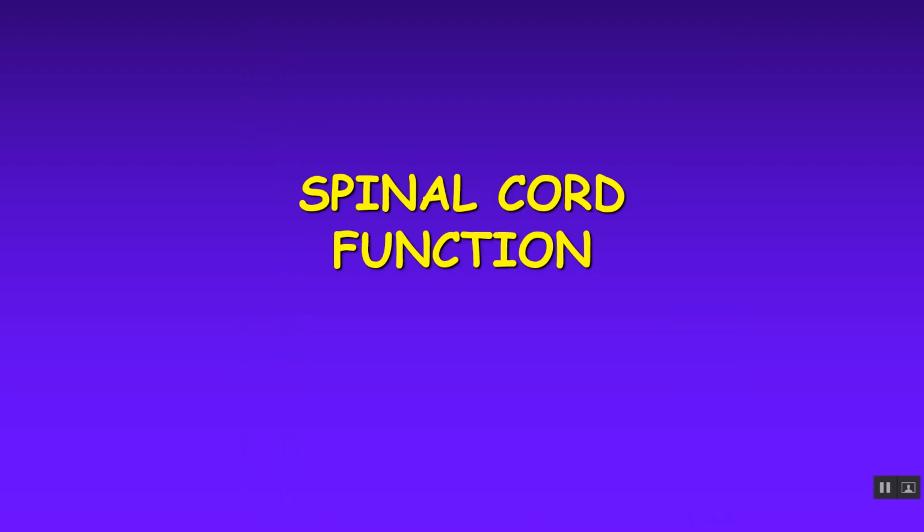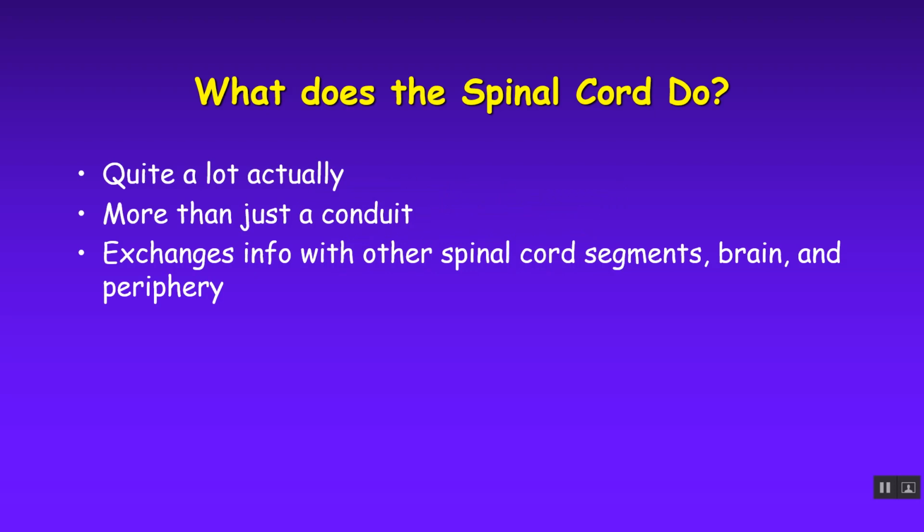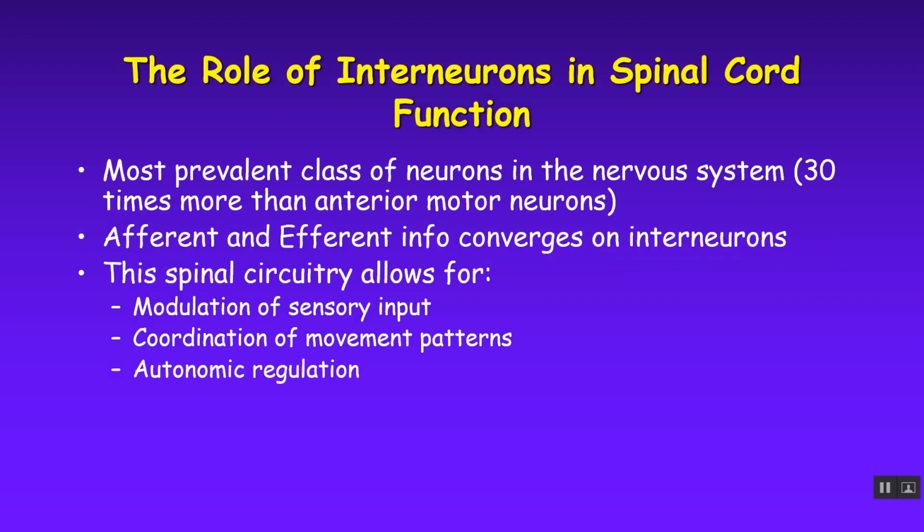All right, moving on to function. Spinal cord, what does it do? It does a lot. It's not just a conduit for information between your brainstem, cerebrum, and your body. It does some processing. It has motor control and sensory modulation within itself. Okay, and a lot of that happens because of interneurons. The vast majority of our neurons within our entire nervous system are interneurons, and that's where you get this processing going on. Afferent and efferent information at the spinal cord level, every spinal cord level, is converging.